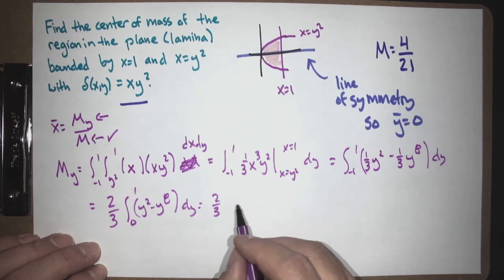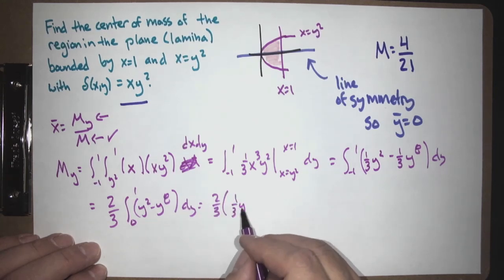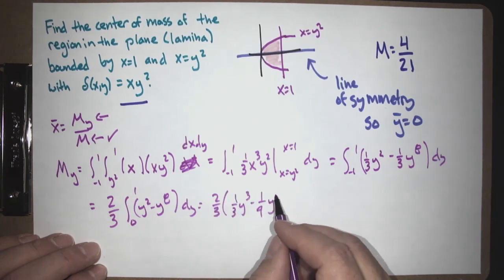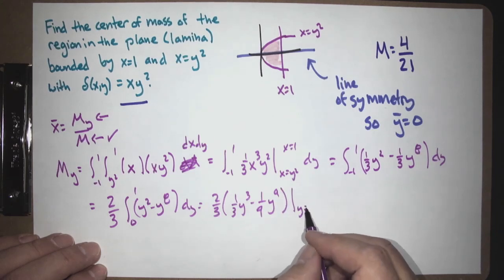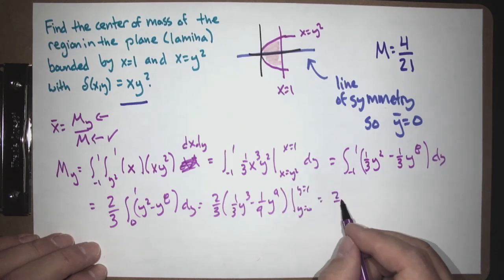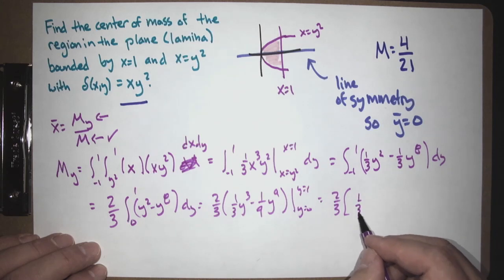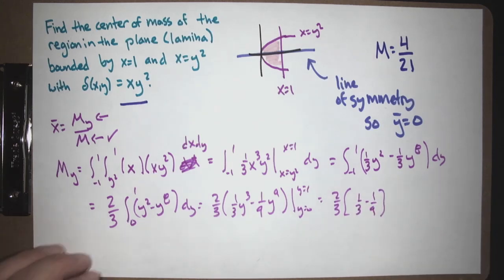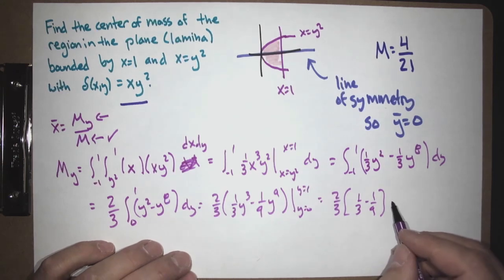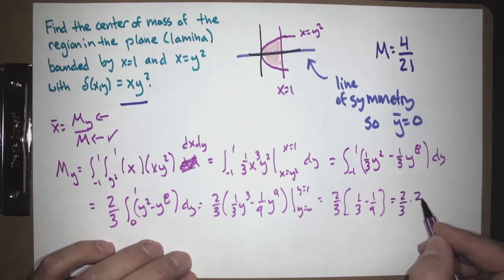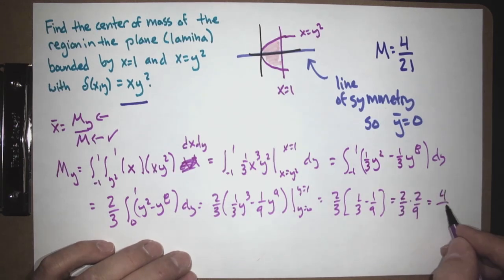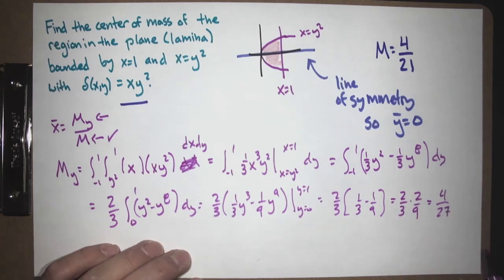So that's 2/3 times 1/3 y cubed minus 1/9 y to the 9th. Evaluate from 0 to 1, which is 2/3 times 1/3 minus 1/9. All right. 1/3 minus 1/9, also known as 2/9. So 2/3 times 2/9, which gets us 4/27. Okay, so is this our x bar?